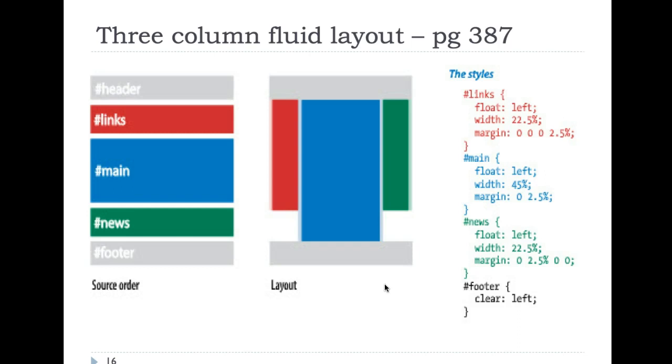If you look at the links itself, remember the margin has 4 sides, so the top, right, bottom, and left. So the left is 2.5%. If you look at the margins here, you can see the margins top and bottom are 2.5%. And on news, it would be top and right. So this is a nice 3-column fluid layout, and you know it's fluid because it's always percentages.